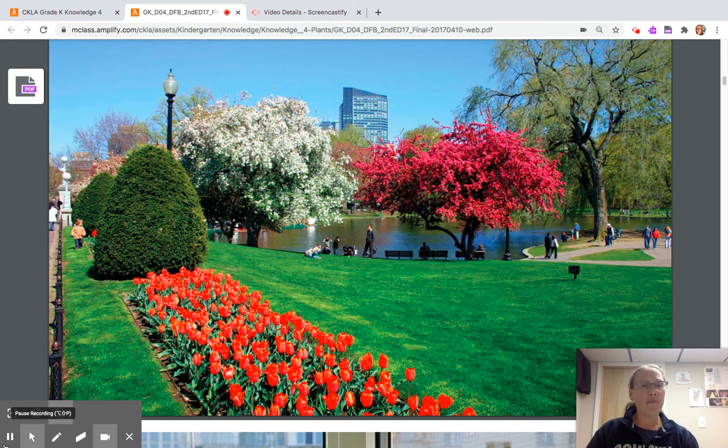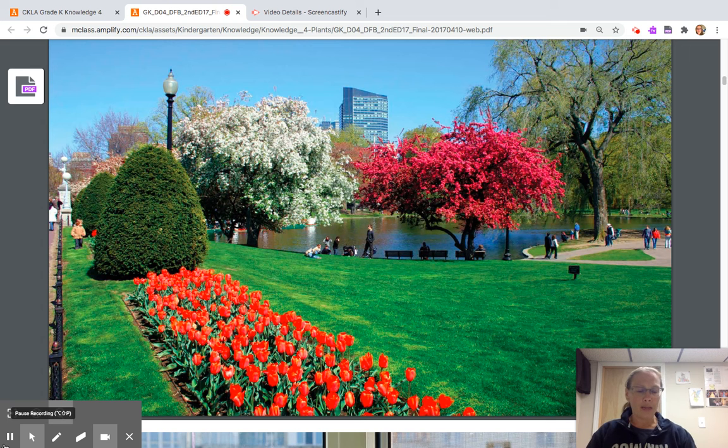Remember, environment is a place where living things live. There are many different kinds of environment on this earth. Remember, we saw a picture of a forest, underwater, in the desert.